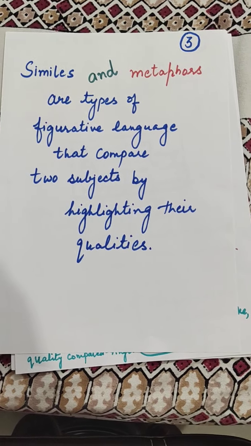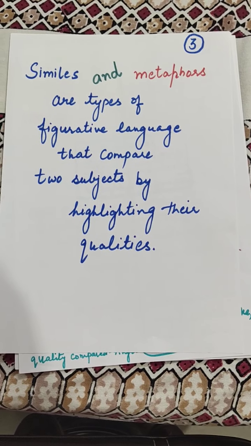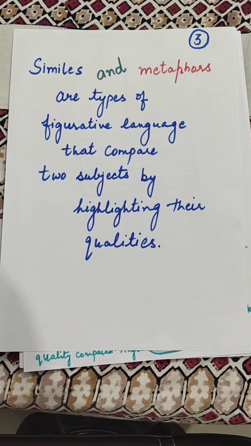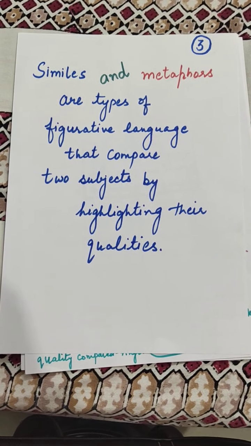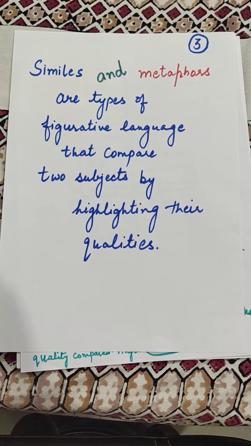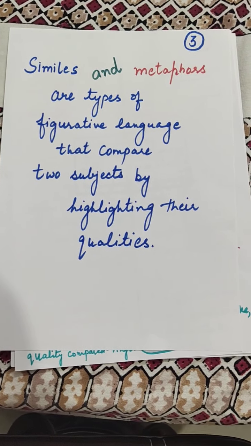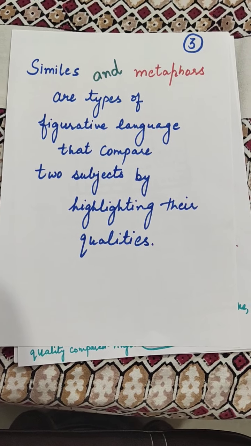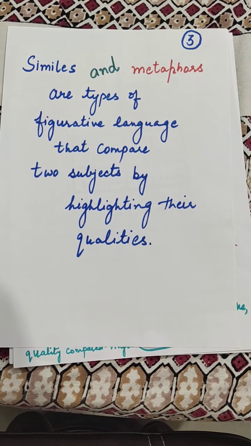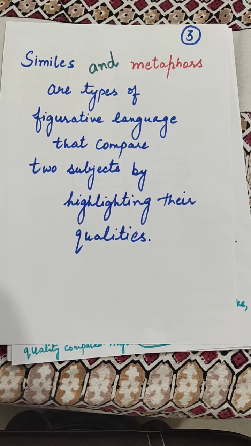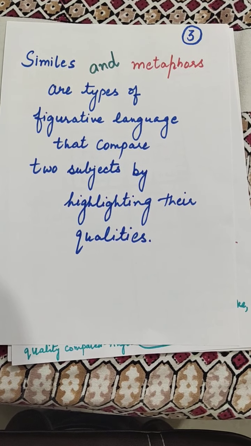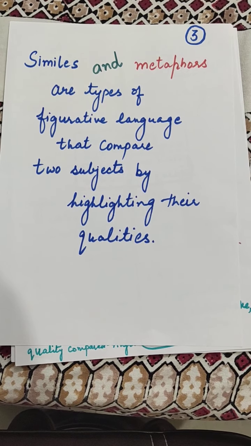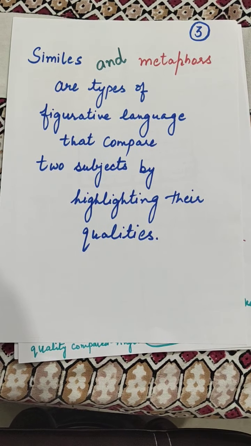Similes and metaphors are types of figurative language that compare two subjects by highlighting their qualities. I go again. Similes and metaphors are types of figurative language. Now you are definitely keen to know what is this figurative language. Figurative language is a language which goes beyond the words. They do not simply mean what the words wish to convey. Rather, they wish to tell you something beyond that. They are symbolic in nature.